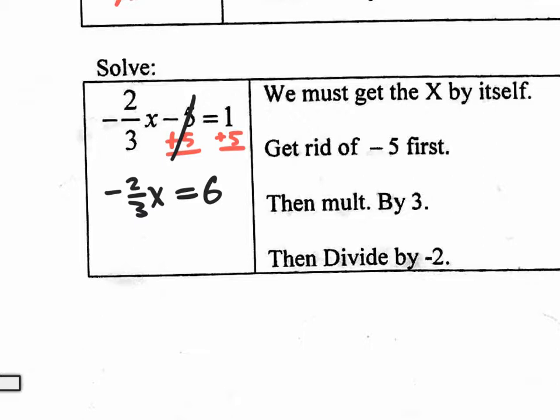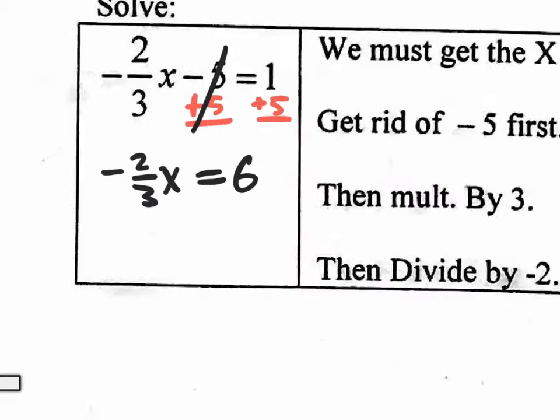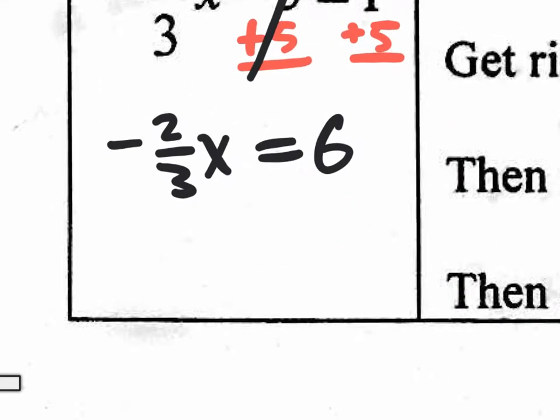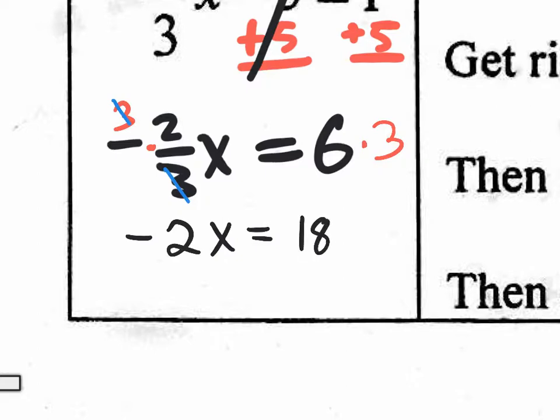I don't know, what do you guys want to do? Get rid of everything, or just take it a step at a time and get rid of the denominator? Take a step at a time. Okay, step at a time. I would have to multiply both sides by what? 3. By 3. So put a times 3 right here and a times 3 over here. Now the 3 on top and the 3 on the bottom disappear. What's left over? Negative 2x equals 6 times 3, 18. So there's my new equation.